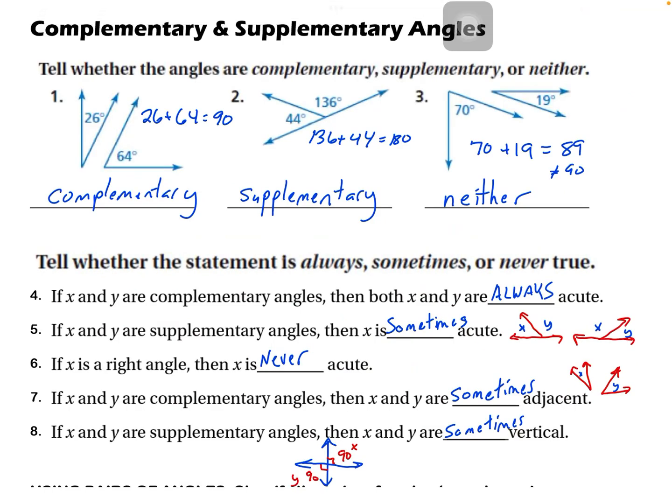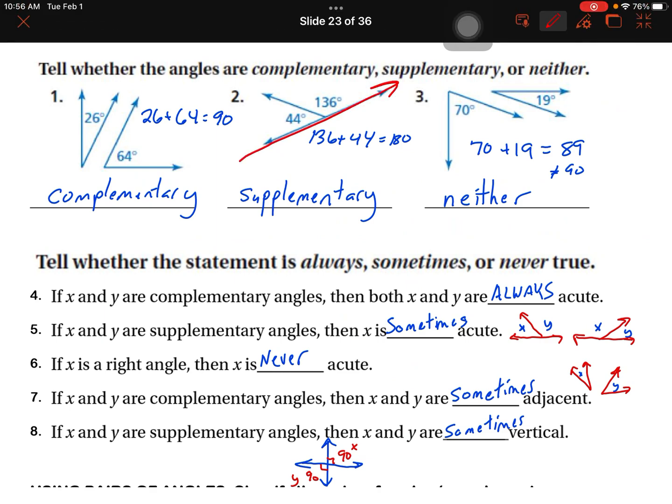On to the back, you add those to check, and 26 plus 64 is 90, so they're complementary. Remember, C comes before S in the alphabet, and 90 comes before 180, so the 90 goes with the C, and the 180 goes with S to help you remember between complementary and supplementary. The number 2, this created a nice, neat straight line, which is 180 degrees. You add those two together, you get 180, so that's supplementary. Add these two angles together, and you get 89, which is extremely close to 90, but not 90, so therefore they're neither.